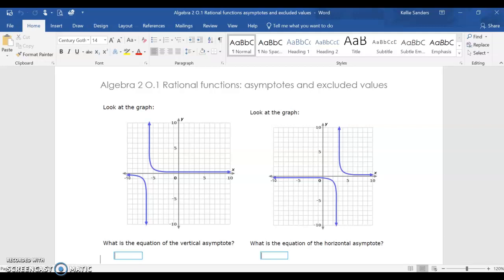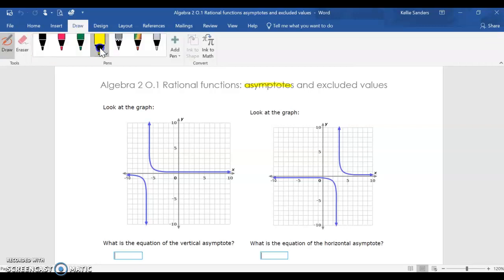Right, O1, rational functions. This is about asymptotes and excluded values. An asymptote is an imaginary line that the graph won't cross. We're going to be talking about horizontal and vertical asymptotes in this lesson. Remember, vertical goes up and down, and horizontal goes left and right.